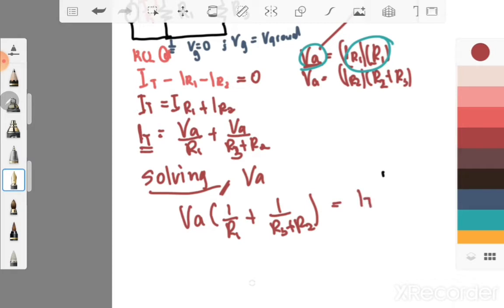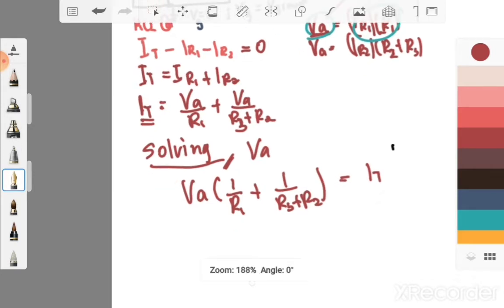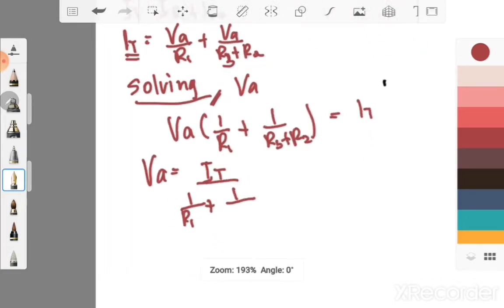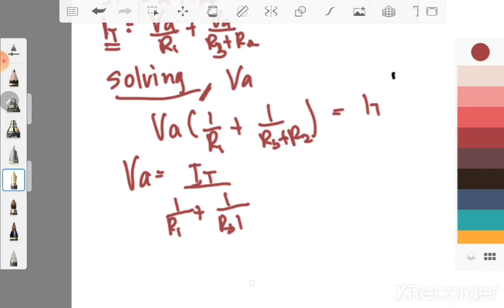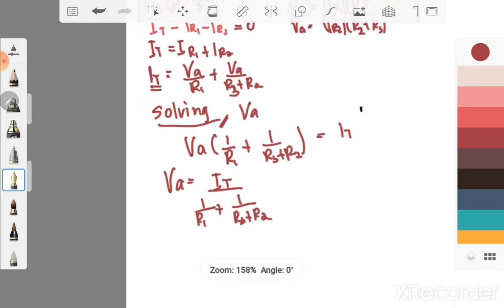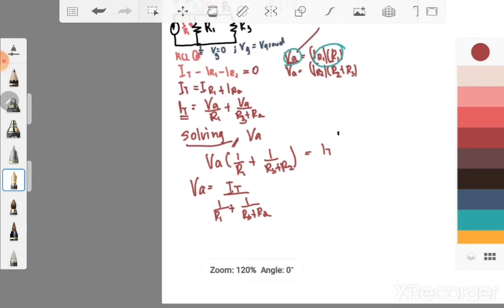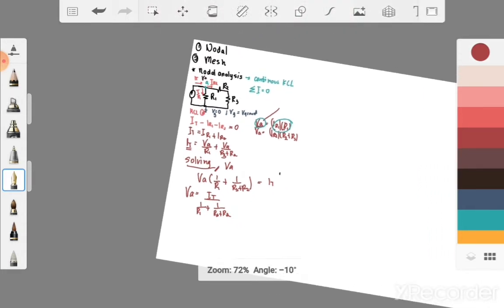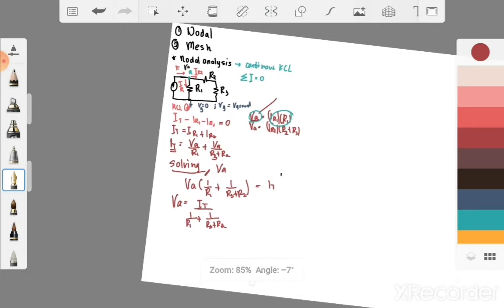Mapapansin nyo na yung IR1 plus IR2 nyo can be solvable. Solvable siya, di ba? Or I may say that my VA is equal to I total divided by 1 divided by R1 plus 1 divided by R3 plus R2. Okay? That is our VA. So take note, since only one node yan, tapos iisa lang yung source natin, it is not that complex. Madali pa yan, di ba? Okay.